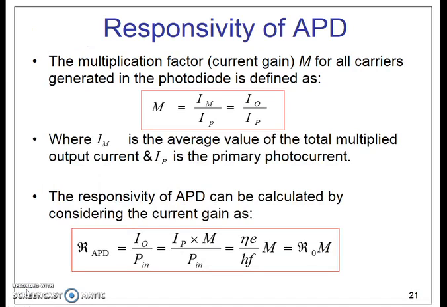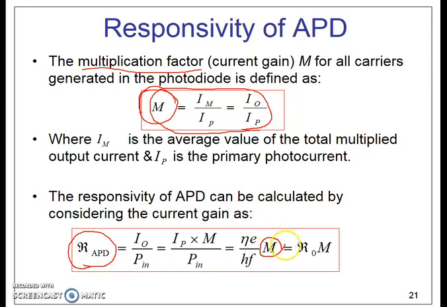Okay, for calculating the responsivity of the APD, we need to consider the multiplication factor or gain factor, denoted by capital letter M. M applies to all carriers generated in the photodiode. So it is defined by this formula. Same goes for the responsivity of the APD, where we need to consider the multiplication factor.